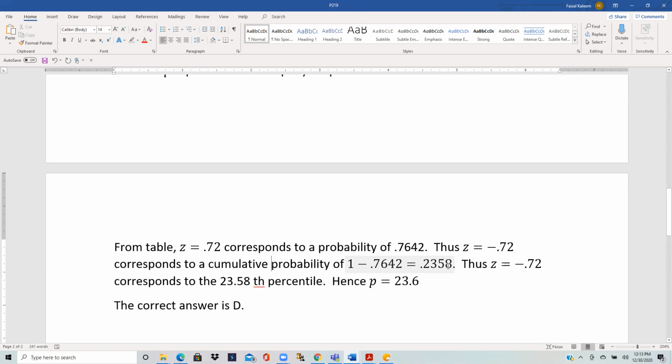So that means that Z equals negative 0.72 is the 23.58th percentile. And that we also said was the Pth percentile. So that means P is equal to 23.58, or 23.6 rounded to one decimal place. That was choice D.